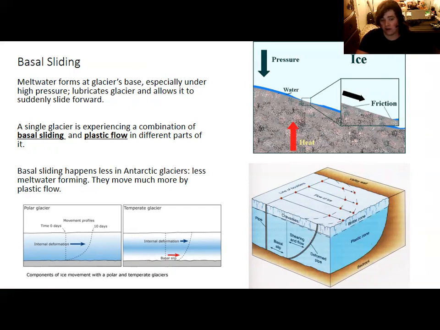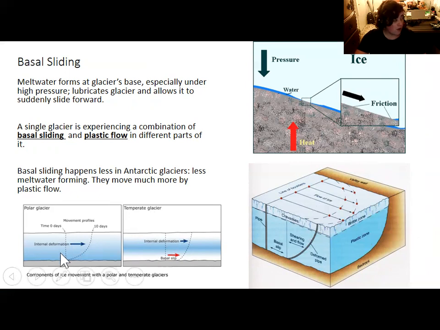And one thing I want to draw your attention to, and I do apologize, I didn't mean to have my face over this for a bunch of this lecture, but in this diagram here, this compares movement in the ice.